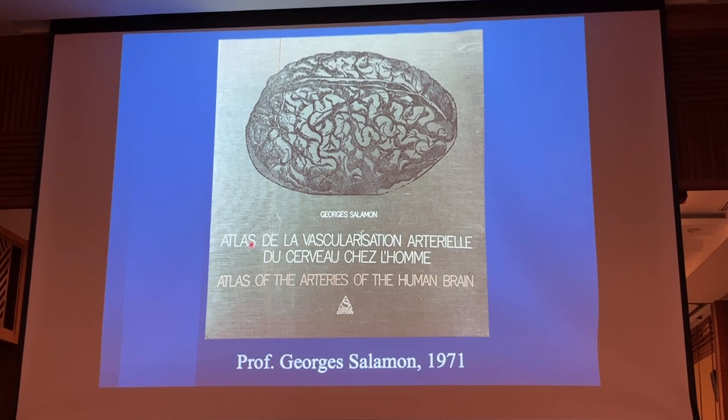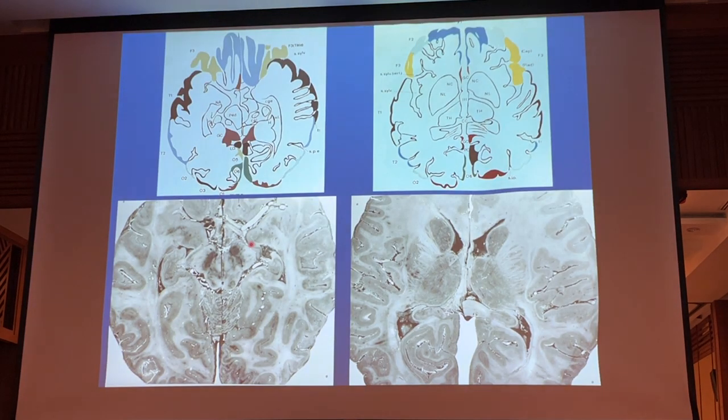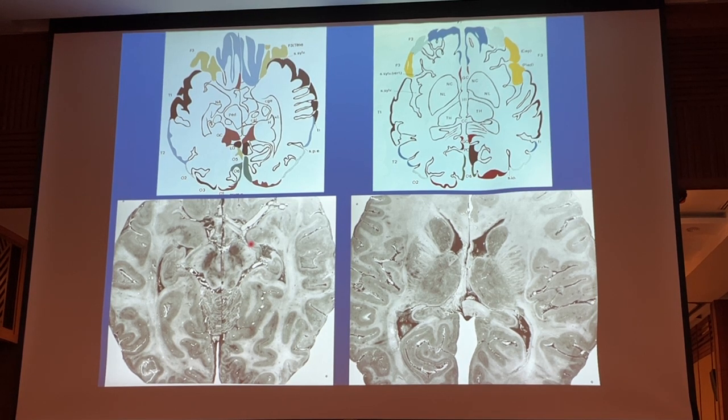George Solomon published this book in 1971. It may be becoming a rare book, but he illustrated the arterial supply territory of the deeper brain very well. He cut it through axial, coronal, and sagittal sections to illustrate each territory of the vascular supplies.